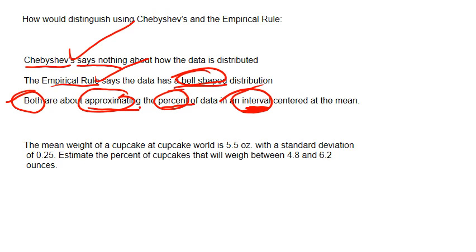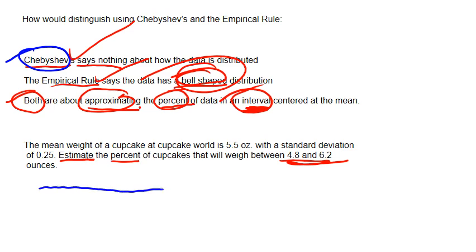Well, the first thing I see is they're asking me to estimate the percentage of cupcakes that's in an interval. I see nothing about how the data is distributed. I don't see bell-shaped. I don't see the word normal. This is Chebyshev's. So, Chebyshev's has two formulas.